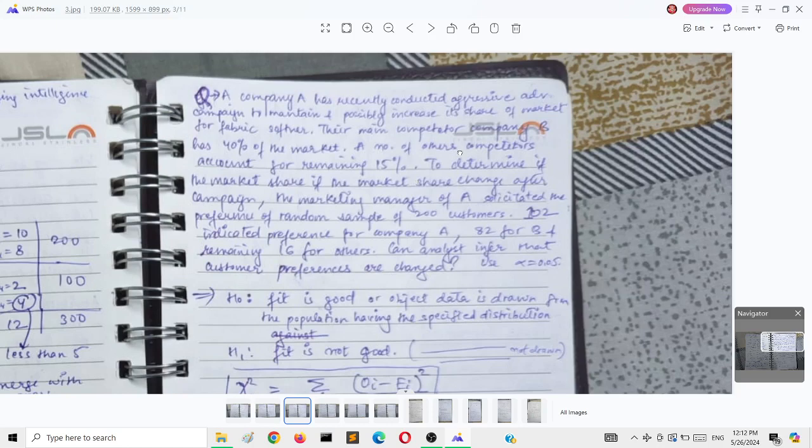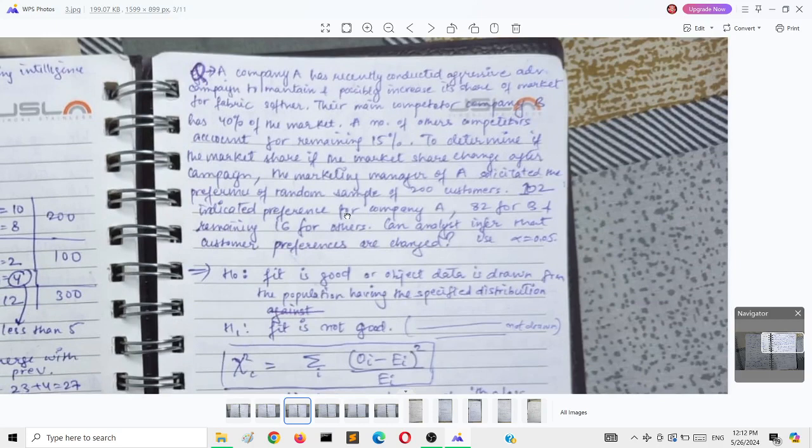So this particular company, which is selling fabric softeners, has just increased its ads on TV, right? They have their competitor B, who is holding 40% of the market, and all the rest of the competitors in the market are 15%. To determine if the market share changes after the campaign, the market manager of A sampled the preferences of a random sample of 200 customers.